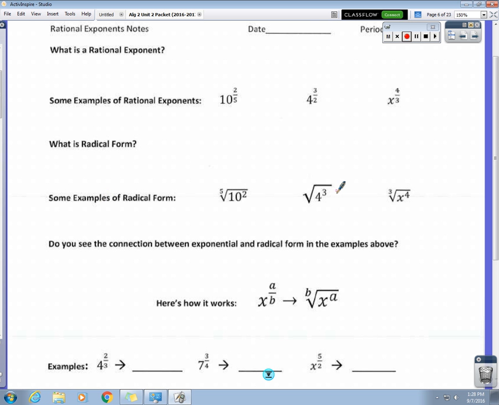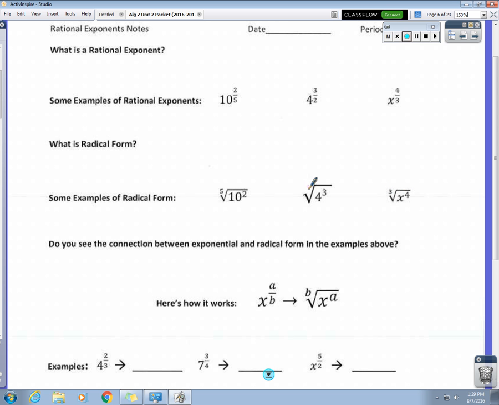Now, you also have radical form. See how each of these have a radical? Okay, like you have the 5th root of 10 squared, the square root of 4 cubed, and the cube root of x to the 4th. Now, with the first one, it's pretty obvious why I call it the 5th root, because there's a 5 on the outside. And with this one, I call it cube root, because there is a 3.